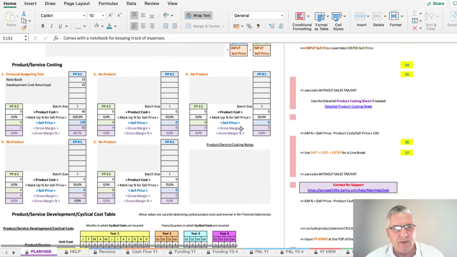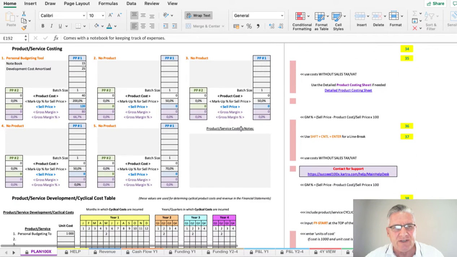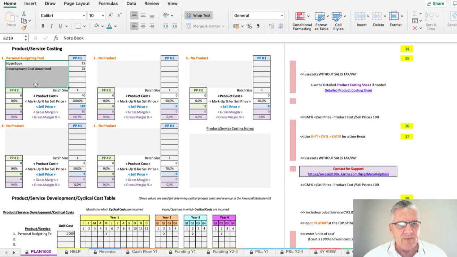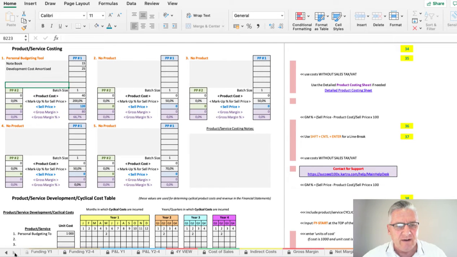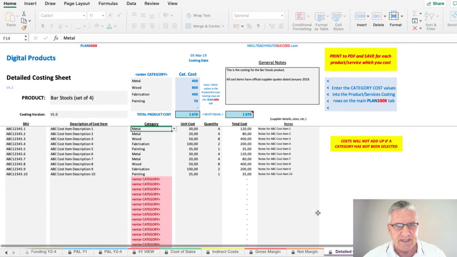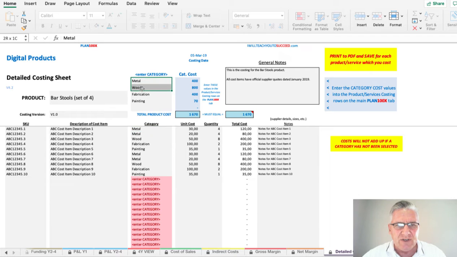So in terms of the product and service costing, remember I said to you in the start of this presentation that you needed to have your product and service costing available. This is where you input it. Remember, the gray cells are the input. So we've got place here for 5 separate costs. If this is not adequate, you can go to the end of the tabs and go to the detailed costing sheet. Now, the 5 that I showed you just now would relate to these 5 categories.